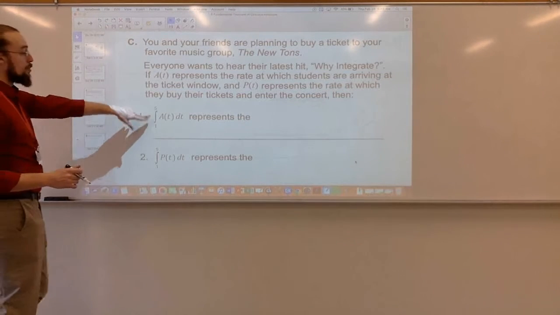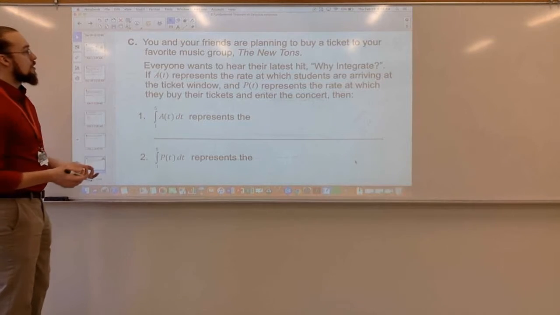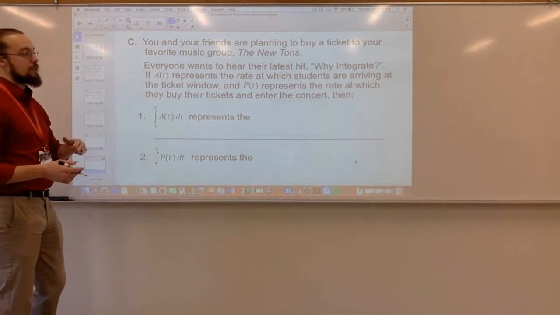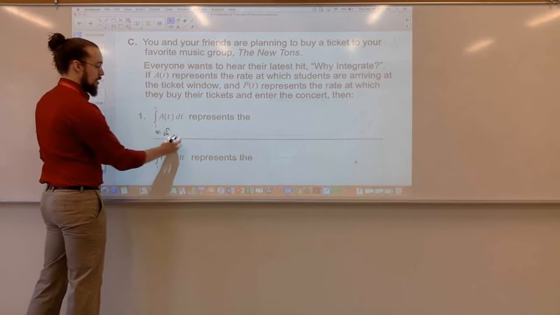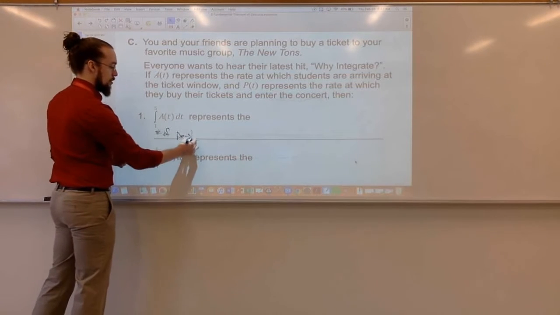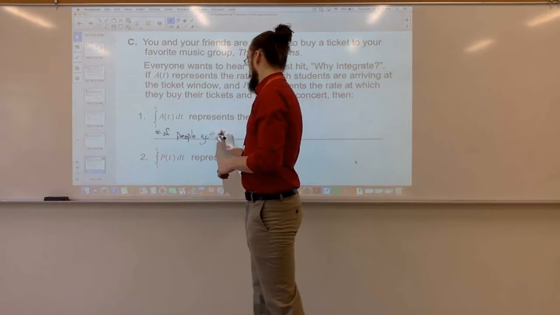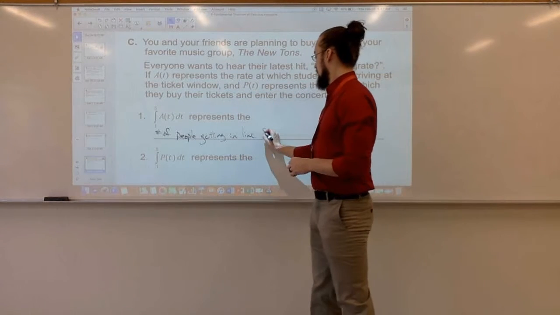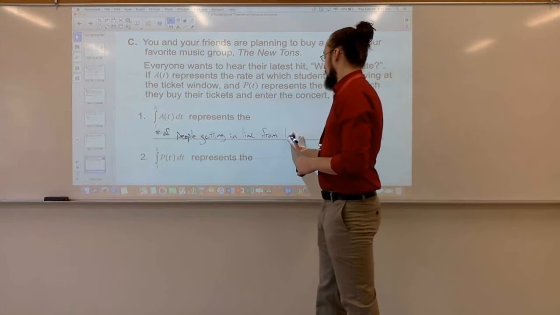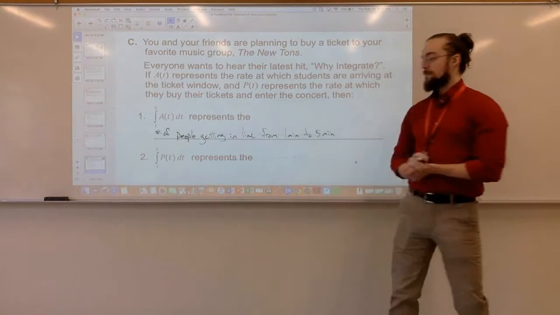Yeah, the number of people getting in line. They give us units, so we can just say this is 1 minute to 5 minutes. So this is the number of people getting in line from 1 minute to 5 minutes.